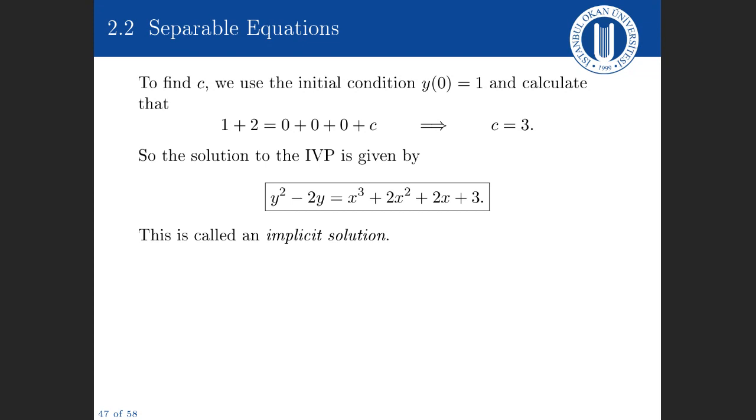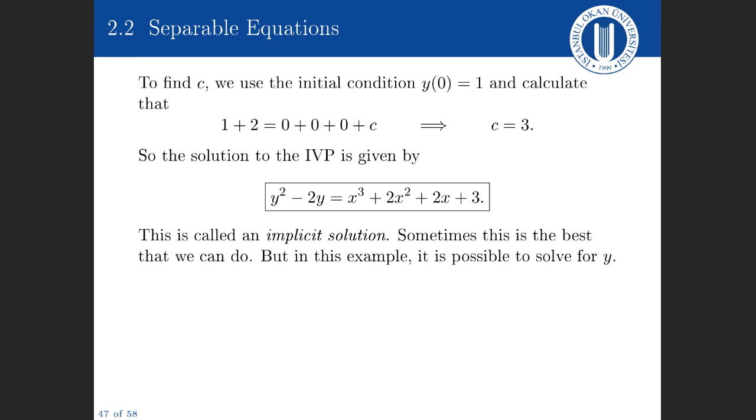So the solution to the initial value problem can be written like this. If we have a solution like this, where it's not just y equal to a function of x, but x and y's mixed together, this is called an implicit solution. Sometimes this is the best that we can do. Sometimes that's as far as we go, and then we just stop. But in this example, we can go further.